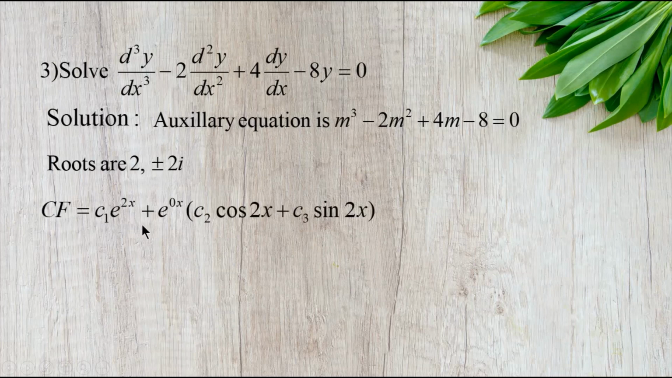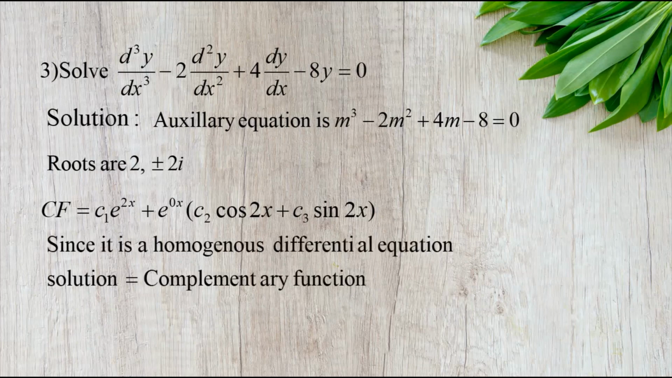So c1 e raised to 2x plus, here the real part is 0, 0 plus or minus 2i. So you can write e raised to 0x, c2 cos 2x plus c3 sin 2x. Again it is a homogeneous differential equation. So the complementary function will be the solution.